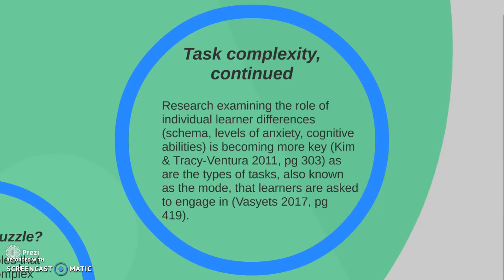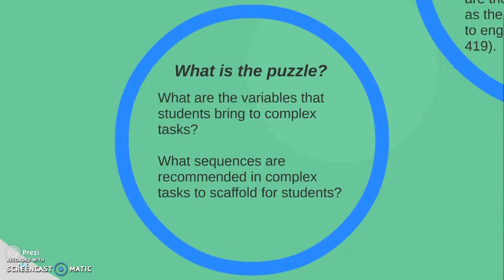Research examining the role of individual learner differences such as schemata, levels of anxiety, and cognitive abilities is becoming more key, as are the types of tasks, also known as the mode, such as oral or written language, that learners are asked to engage in. So what is the puzzle that I'm looking at in my research? I'm looking at what variables students bring to complex tasks and what sequences are recommended in complex tasks to scaffold for students.